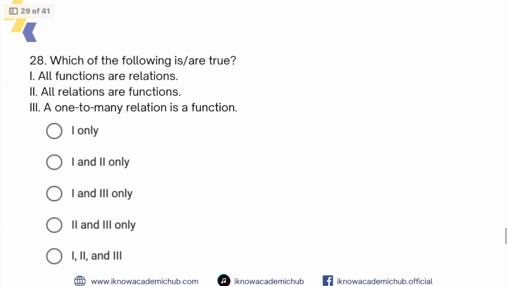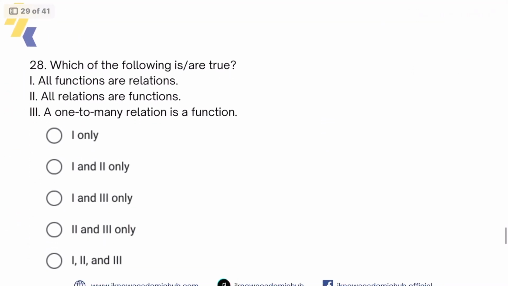Next number na tayo. So we have here, which of the following are true? All functions are relations. All relations are functions. A one-to-many relation is a function. Ayan. So ganito yan. Relation, nasa ilalim niya yung function, because function is a type of relation.